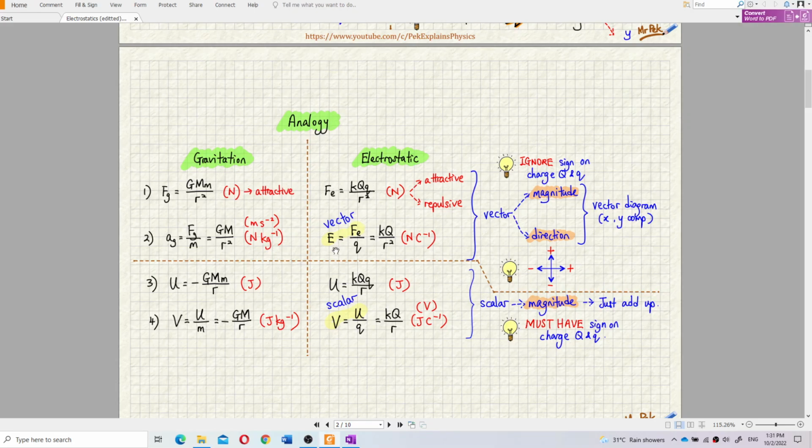So you learned already about electric field and also potential. Field is kq over r square. Potential is kq over r. One thing to know is that field is a vector. It has direction, but potential is a scalar quantity. So for field, a vector, you need to add it using a vector method. But for potential, you just total up, no direction. No need to draw vectors.